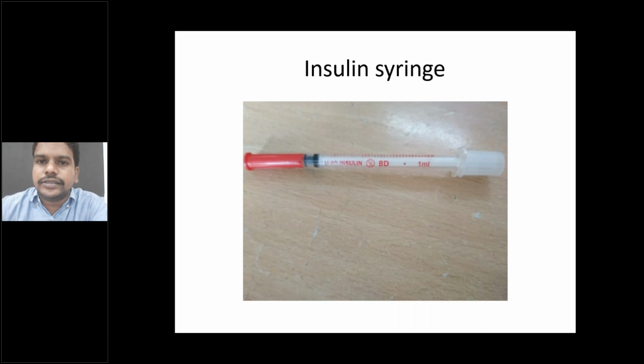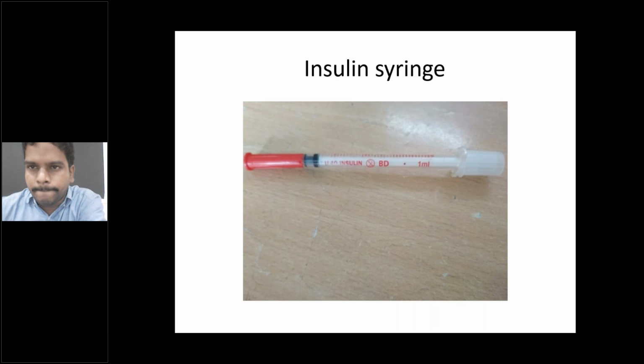Insulin is administered through this insulin syringe. Again, I am repeating. In these instruments, they will put one instrument like an insulin syringe or metered dose inhaler or rotahaler or anything. First, you need to identify what instrument that is. Second, they will ask a question: name the drugs administered through this instrument. Then you need to write what drugs are administered through this instrument.